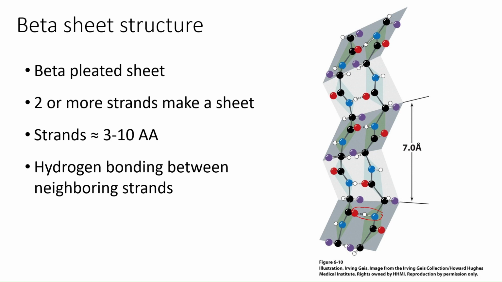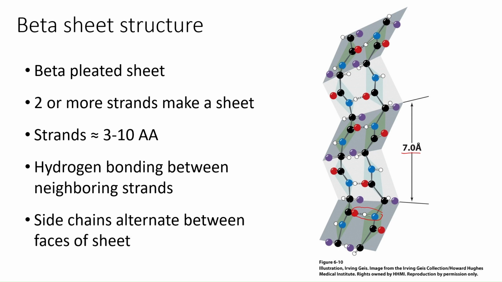The length of one pleat of the sheet, as shown here, is 7 angstroms. And the direction of the side chains actually alternates between faces of the sheet. So you can see on the top here, these side chains are facing the back. Then on the next one down, the side chains are facing the front. And then these ones are facing the back again, and so on and so forth. And so the side chains are pointing out from the sheet, and they're on both sides.